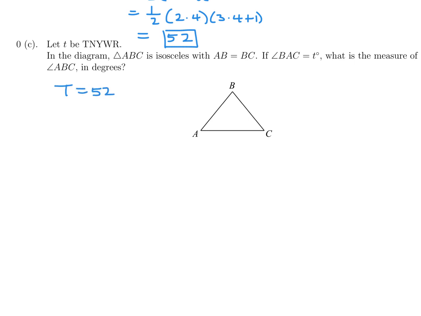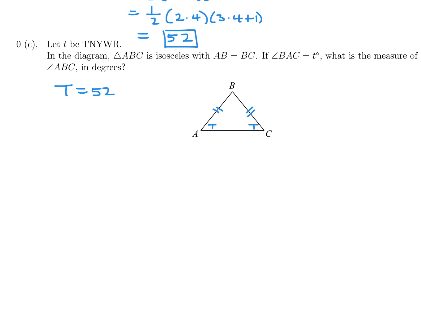In the diagram, ABC is isosceles with AB equal to BC. If BAC is t degrees, what is the measure of angle ABC in degrees? So AB is equal to BC, so that means that's how it is isosceles. And BAC is t, so that's also t. That's the property of isosceles triangles.